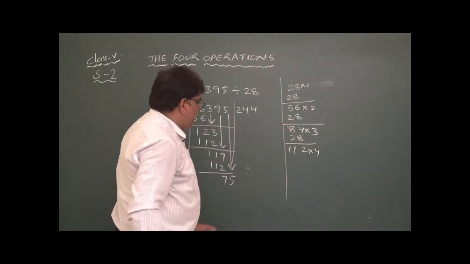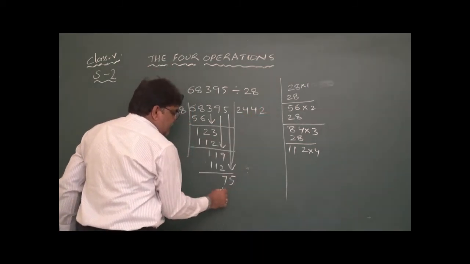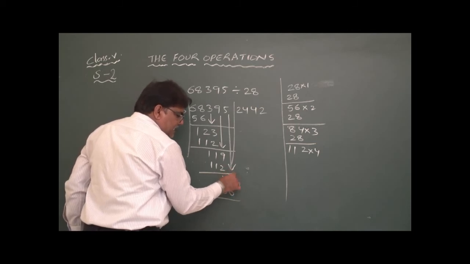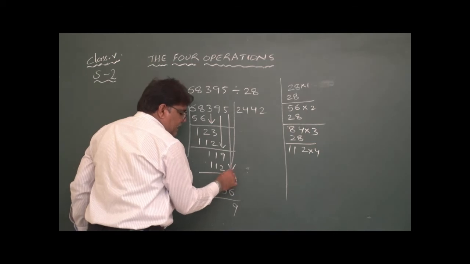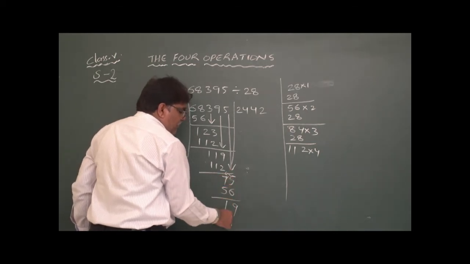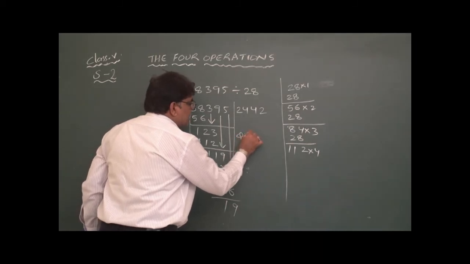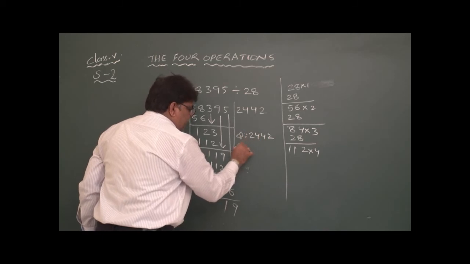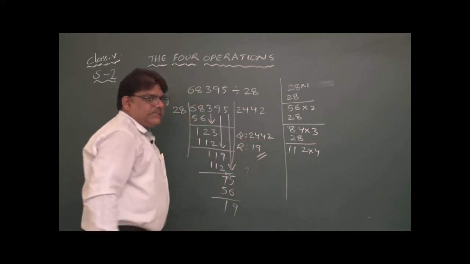So 28 2s are 56. Here 5 minus 6 is not possible, so carry: 15 minus 6, 9. Then 7 minus 6, 1; 6 minus 5, 1. So that is the remainder. The quotient is 2442. Remainder is 19. Like this we can check the division.